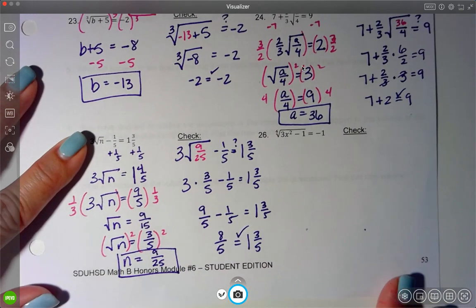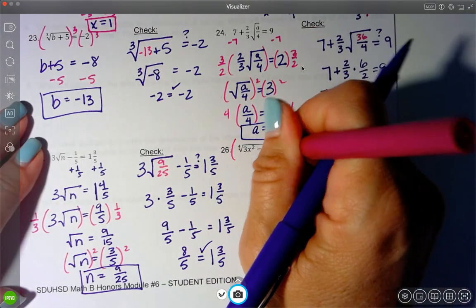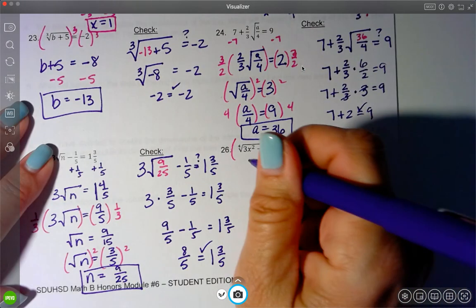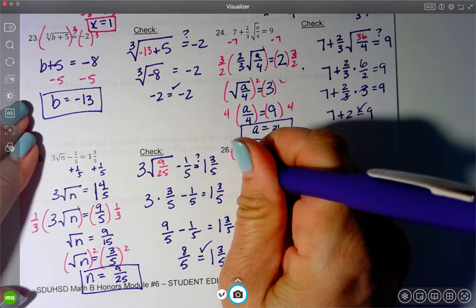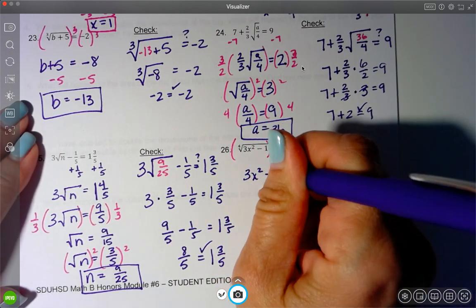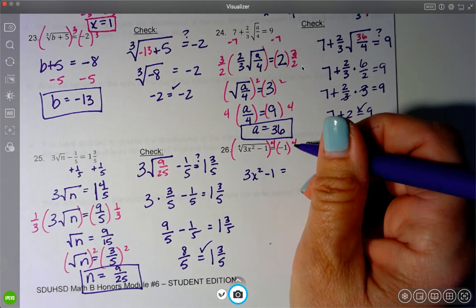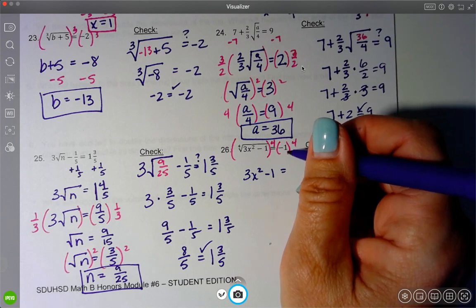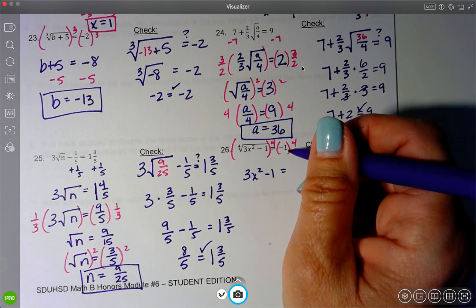Okay, this whole root is by itself already. So I'm going to take both sides of this equation to the 4th power. What that does is it releases everything that's inside. So I have 3x squared minus 1 equals -1 to the 4th power. Since I have an even exponent and a negative base, I'm still going to end up with a positive number, because -1 times -1 times -1 times -1 is just going to be 1.